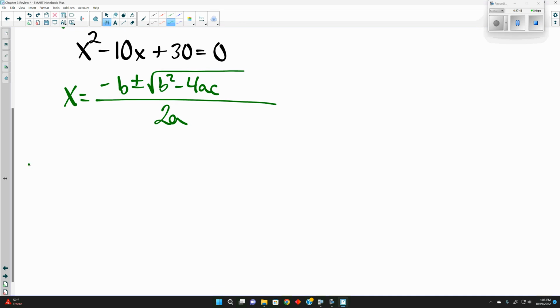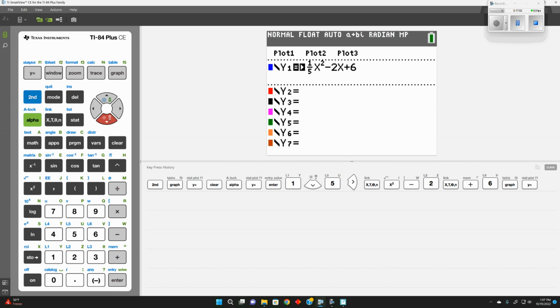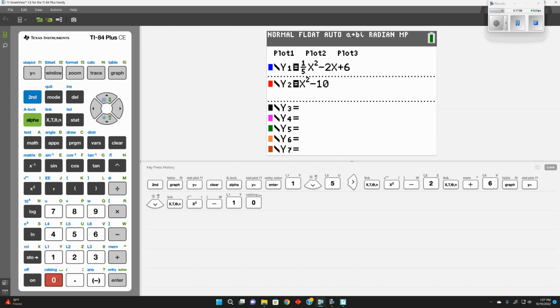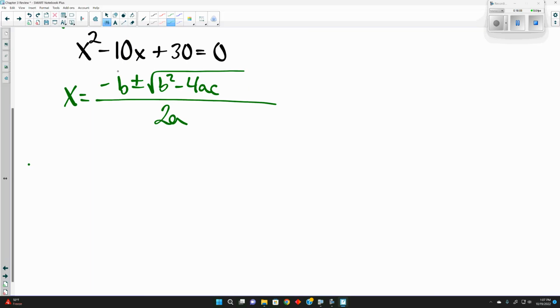Now, if you wanted to try graphing it, you could. It's not going to get us anywhere, because it's still going to end up being the same type of equation. X squared minus 10x plus 30 still doesn't cross. But we can use the quadratic formula.